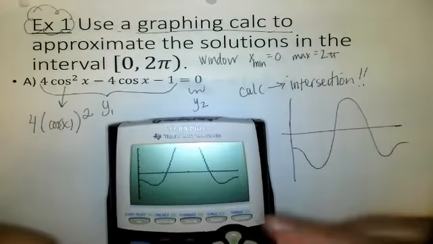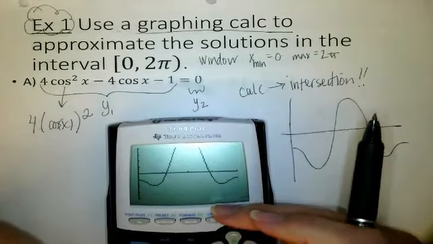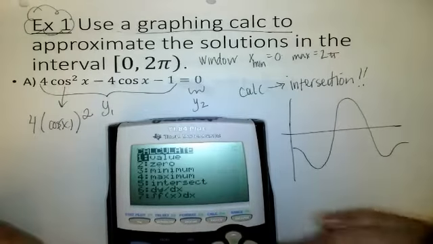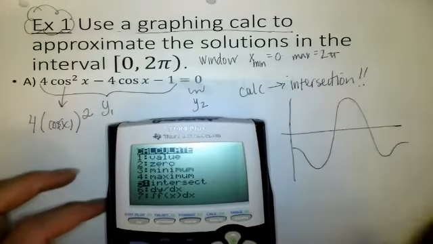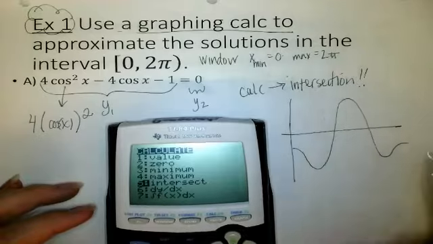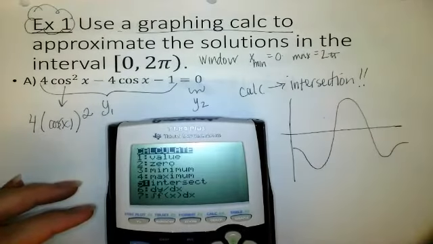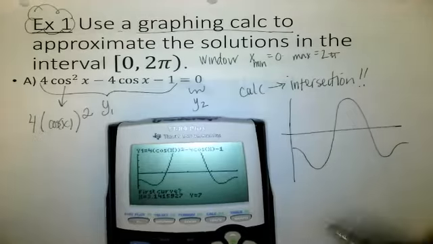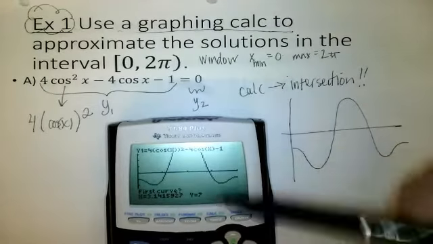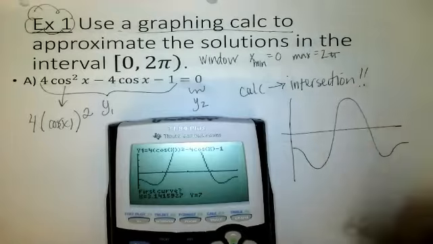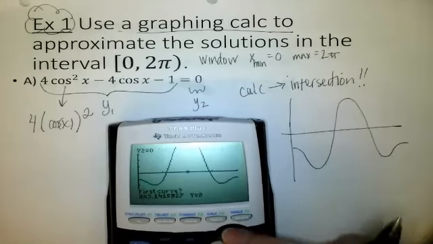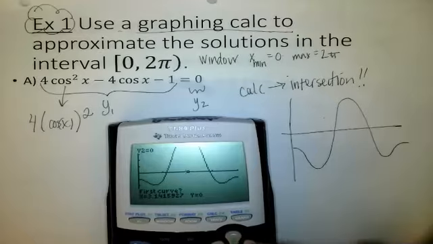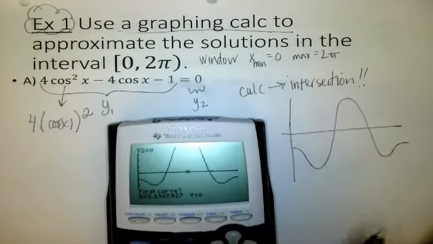All right, we're going to calculate the intersection. So I'm going to do second, calculate. This is a great menu. You can see the intersect is number 5, and we're going to choose number 5. And Tinkerbell. Now, Tinkerbell, right now, I can see she's way up here at 7 on the y-axis. If you use the up and down arrow, what you're doing is you're switching between curves. So y1, y2, y1, y2. And then with the left and right, we're going to move Tinkerbell over here to the intersection.